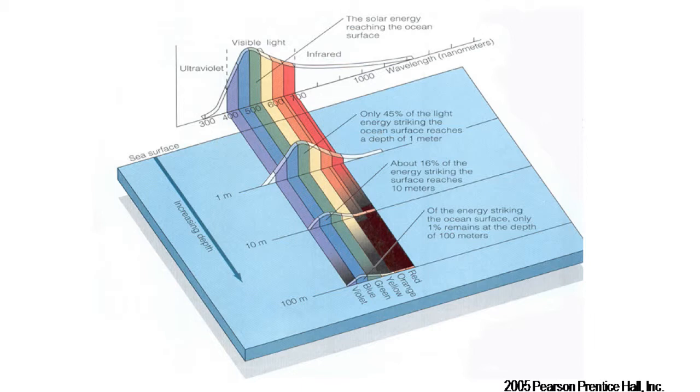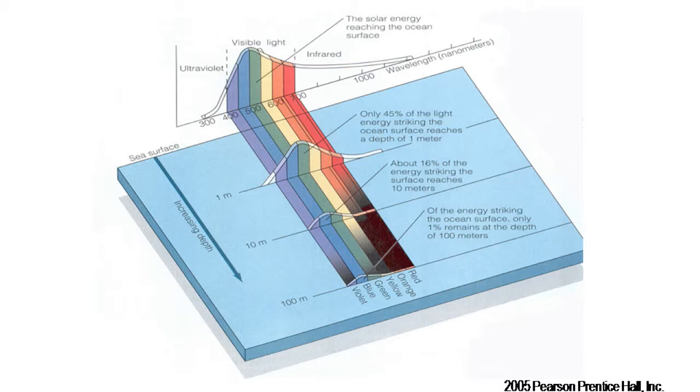But apart from the actual quantity of the light, the quality of the light changes as well, because the red wavelengths actually get absorbed faster as you go through the water column. And so by the time you get to 100 meters, it's more of the blues that are retained, while the reds have all been absorbed further up the ocean surface. And this is why the ocean is blue.